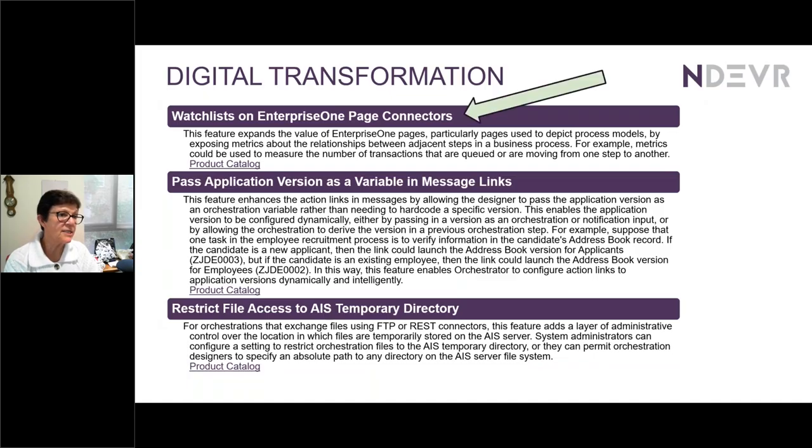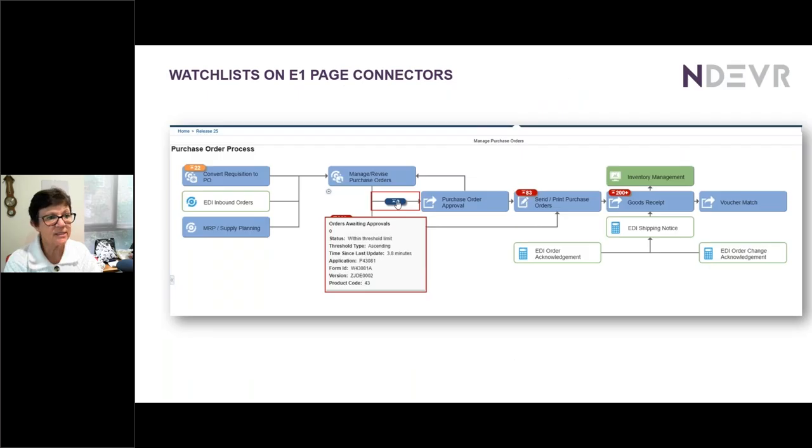Okay, let's look at some more. There are watch lists now on EnterpriseOne page connectors. We've already had the ability to add watch lists to the actual application. You can add 4 of them associated with the application. You can now add a watch list to the actual connector along the way. And when we say watch list, those widget badges can also be added here as well.